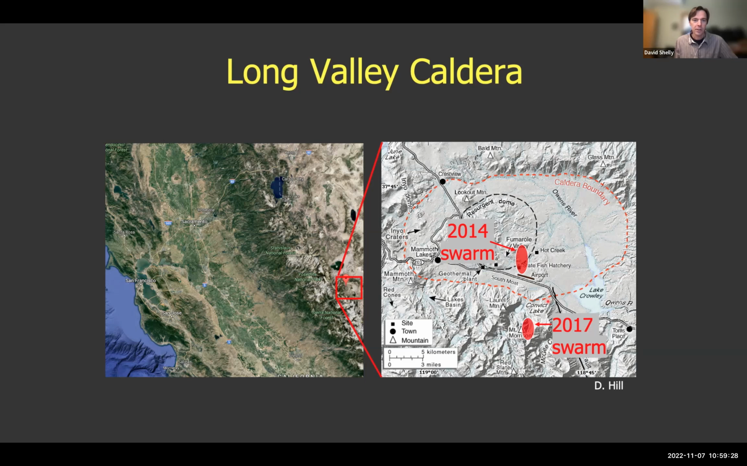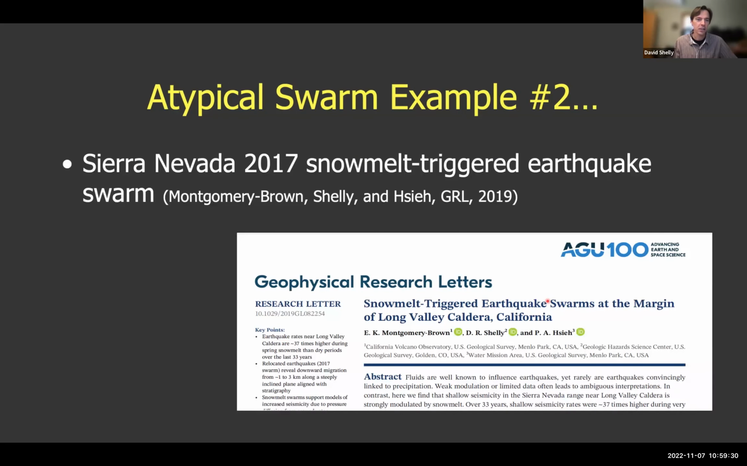So we'll start out with this 2017 swarm. This is, I'll call it, atypical swarm example number 2. This is a swarm that we think was actually triggered by large amounts of snowmelt infiltrating the subsurface in this area. This was an interpretation that I was pretty skeptical of at first, but I think the evidence bears it out. This was work that was led by Emily Montgomery Brown, and she was the one who really identified this pattern to begin with.